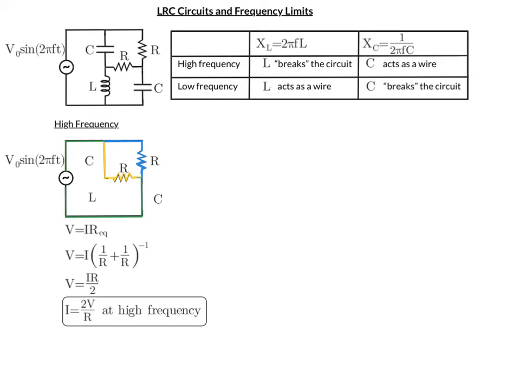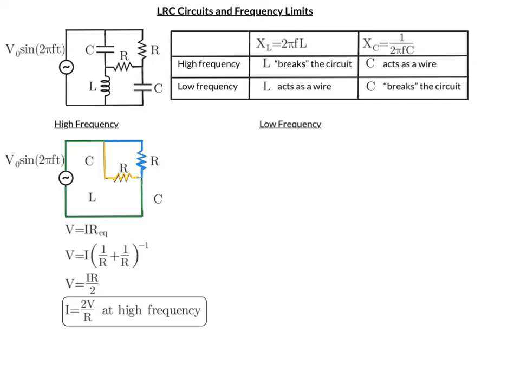But it's not really the voltage that we're interested in, because the voltage is set based on the frequency. What is changing is how these components behave in the circuit and how they affect the current. So when we're looking at the current through the circuit, what we're left with here is twice the voltage divided by the resistance at high frequencies. And that's because the capacitors behaved as wires and the inductor behaved as a broken wire.